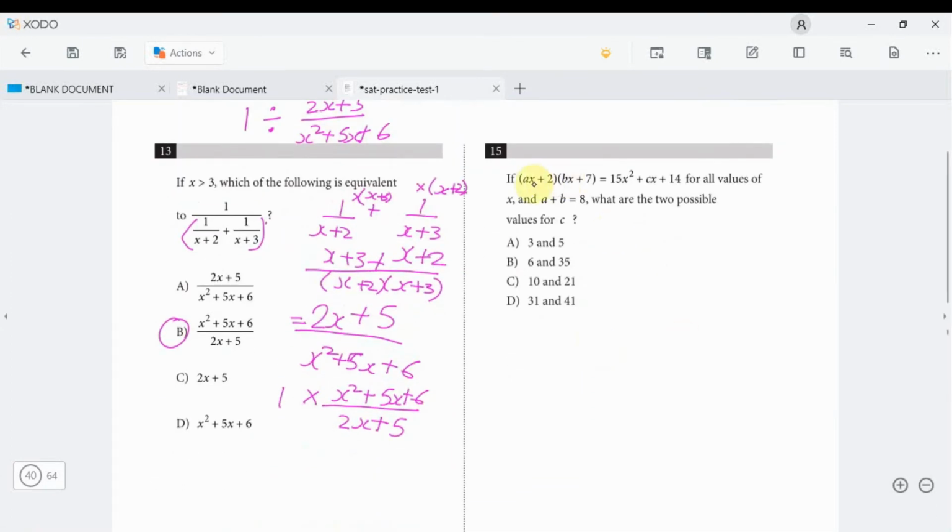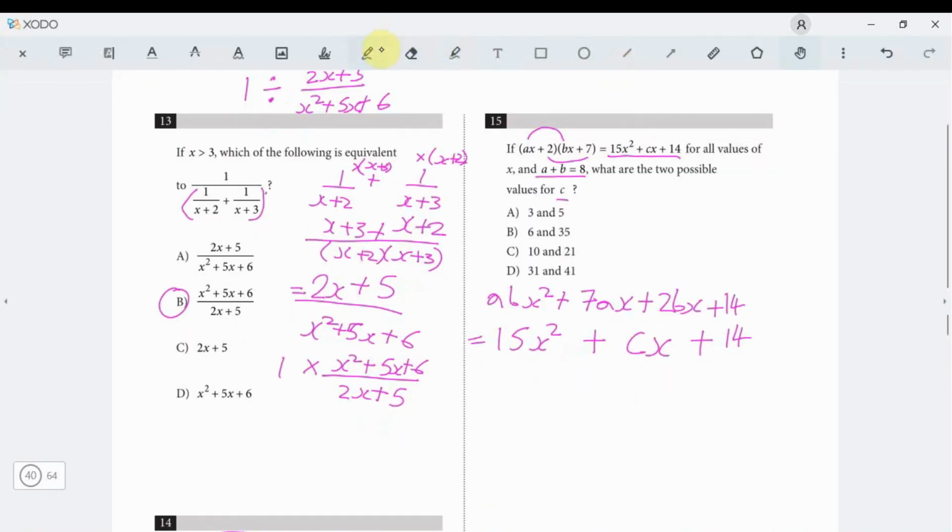Number 15, they give us this expression here. This binomial expression, when you expand it, you get this right here. And they told us that a plus b is equal to 8. Find c. So first let's expand it. ax times bx would be abx squared plus ax times 7 is 7ax plus 2 times bx is 2bx. So multiply 2 times 7 to get plus 14. And they told us it's equal to 15x squared plus cx plus 14.